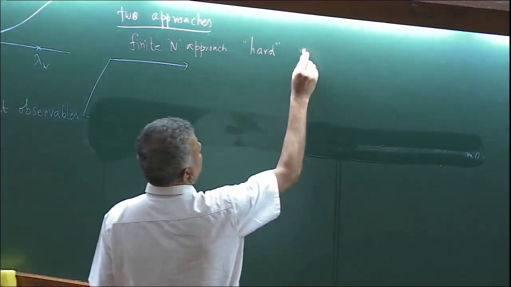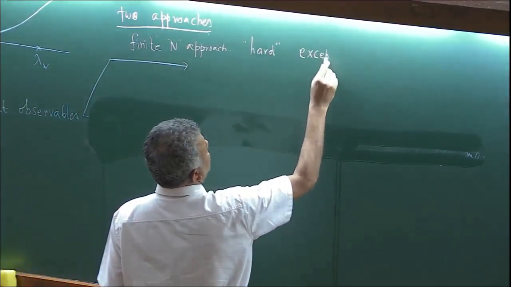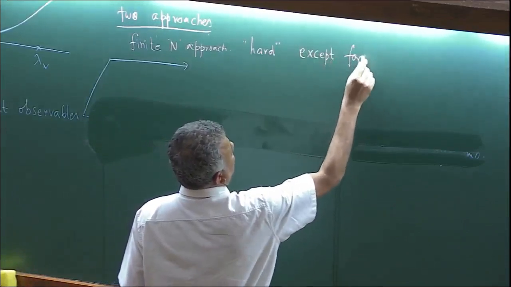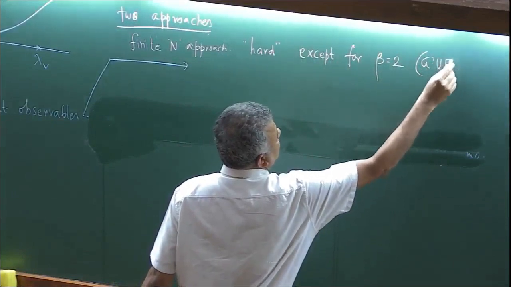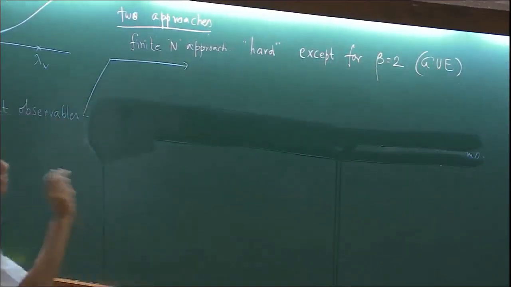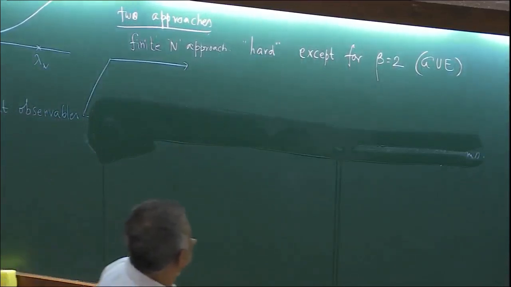Except, as I mentioned several times, for this special case of beta equal to 2, which is the GUE. You remember this beta was the power of the van der Monde determinant in this log interaction. And for beta equal to 2, when there is a van der Monde square, then you can write this as a determinant. And then a lot of simplification happens.